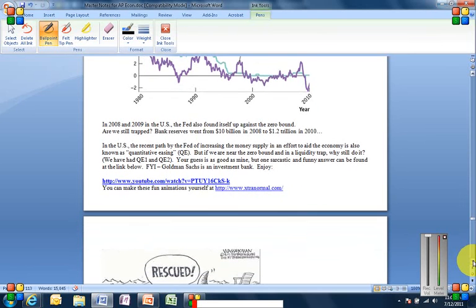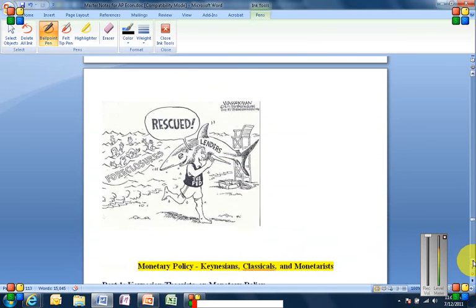All right, I hope you enjoyed that. Here's a cartoon that seems to have the same tone to it, where the Fed's pumping money into the economy and rescuing the banks, but for some reason the rest of us are left treading water and trying not to drown.